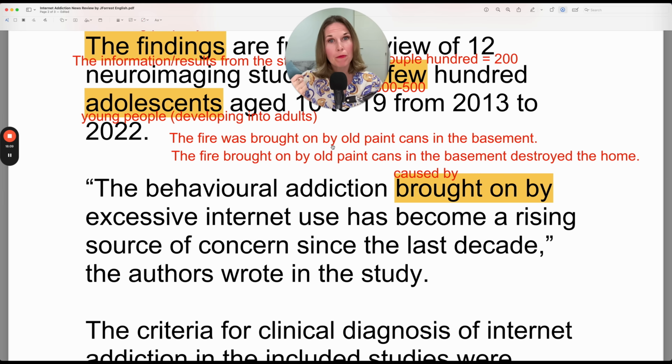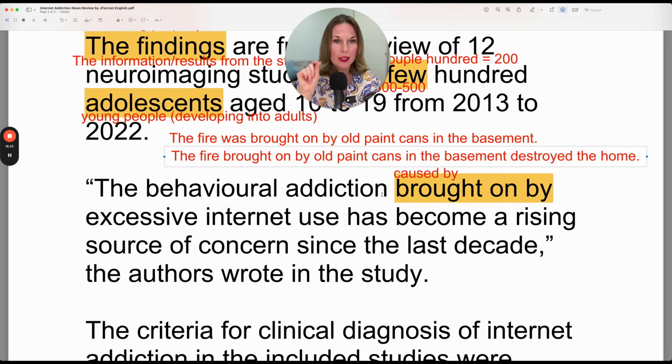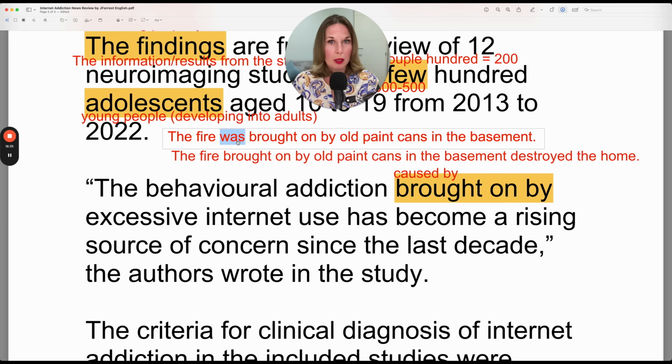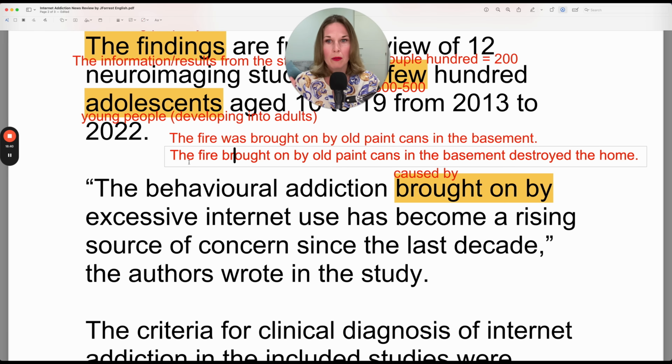This is the passive form because in the active form, the subject is the old paint cans. The old paint cans, where are they located? In the basement. The old paint cans caused the fire. Brought on the fire, you could say as well, using brought on in the active form. Now, in our sentence, notice that there is no verb to be. That's because it's using that information as more descriptive. So the fire brought on by old paint cans in the basement destroyed the home.